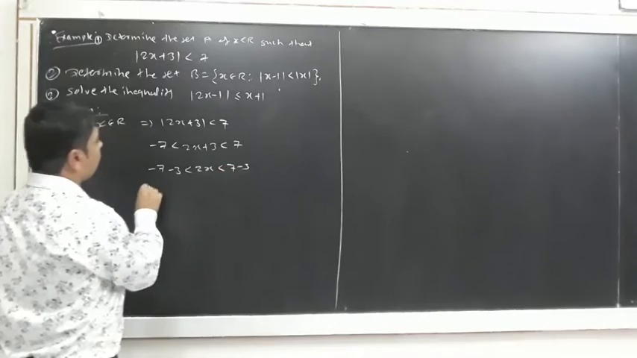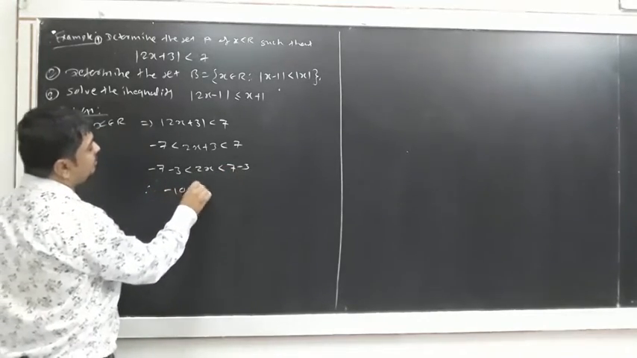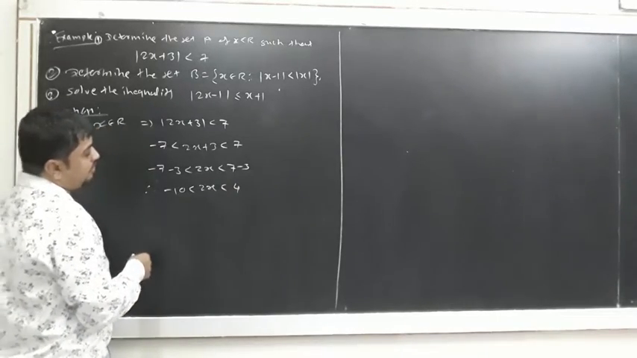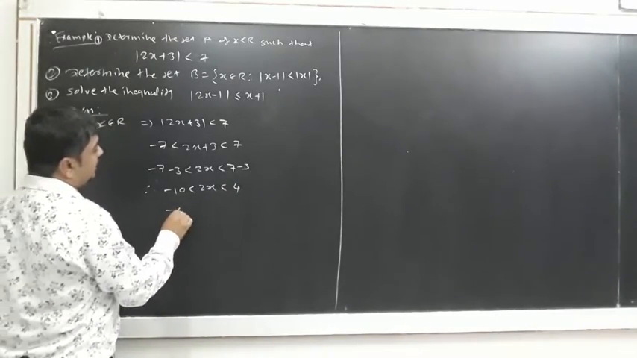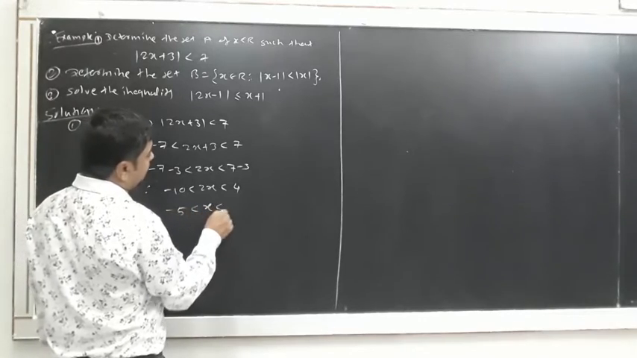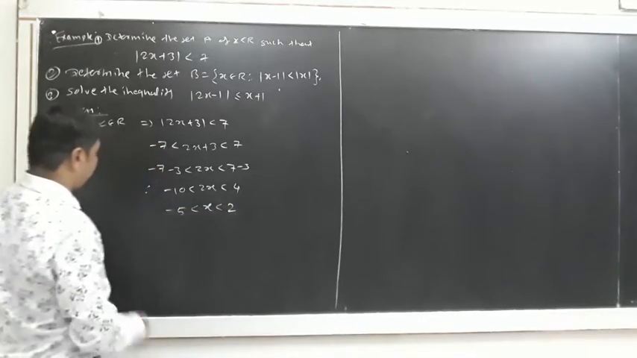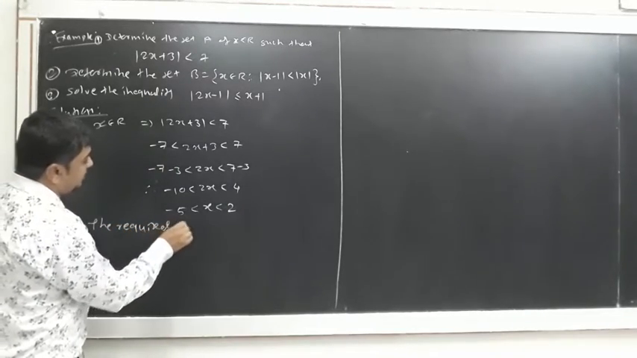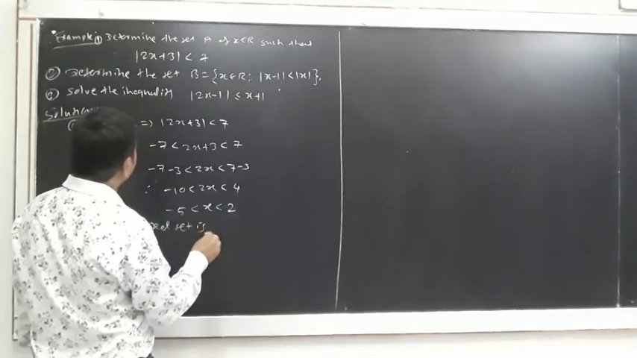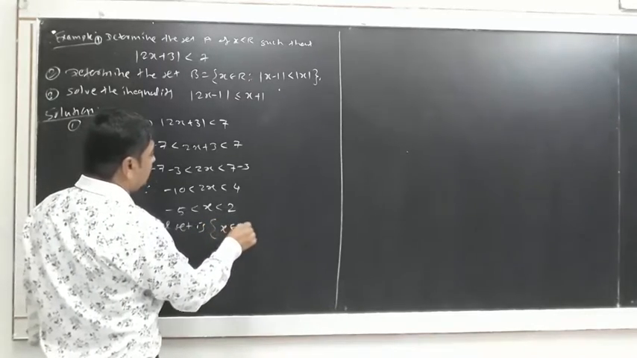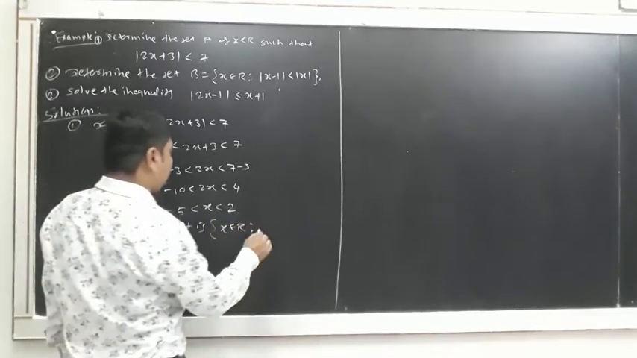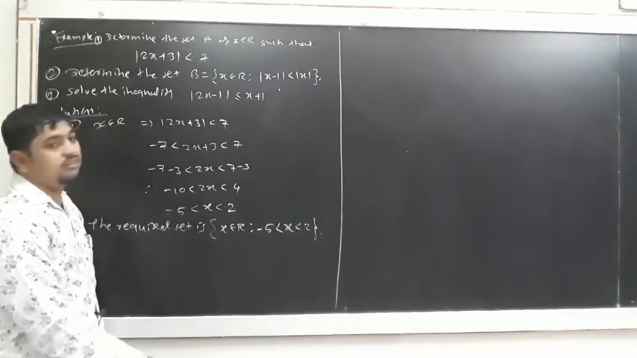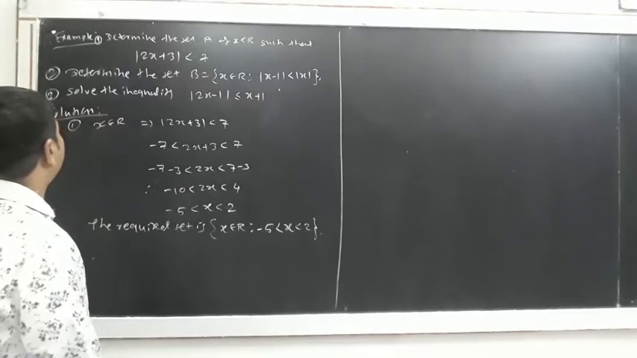What are we getting? Minus 10 is less than 2x, which is less than 4. Divide all sides by 2. What are we getting? Minus 5 less than x less than 2, and thus the required set is all x belonging to R such that minus 5 is less than x is less than 2. Okay, so a very simple problem. We just have to do some practice.